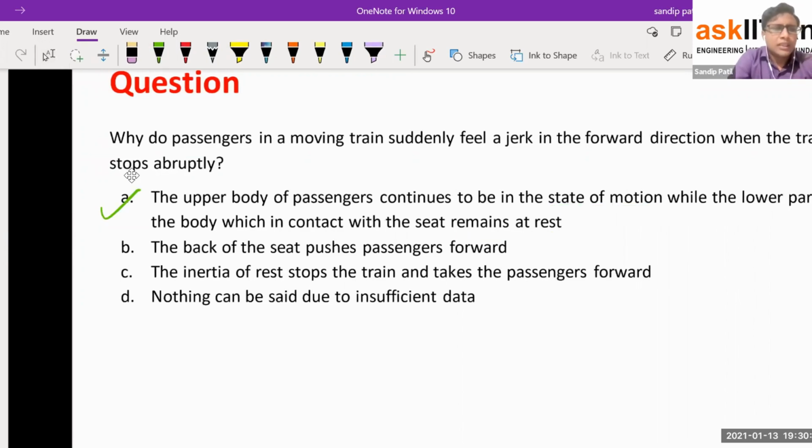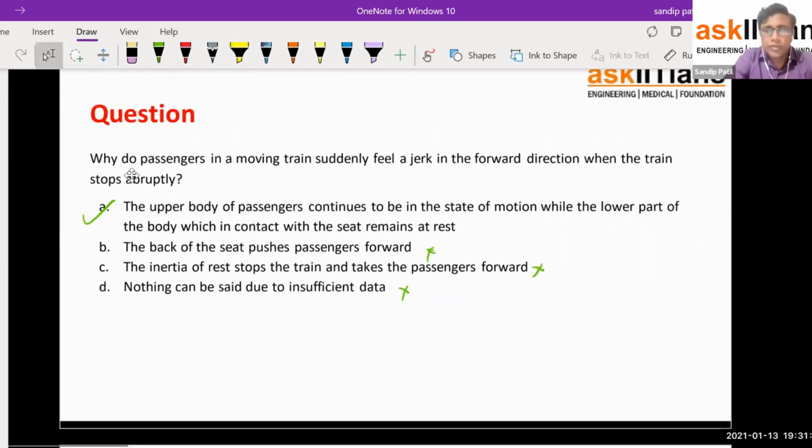Let's read out the other options too. The second option says the back of the seat pushes the passenger forward. No, it is not happening, right? The inertia of rest stops the train and takes the passenger forward. Now, just remember inertia is the inability of a body to change, right? Let's not get into detail of what inertia is right now. Just remember, any object that doesn't want to change, that is called inertia. So the inertia of rest means we have applied the brake, the train stops. The inability of a body to be in motion is called inertia. It is going to take the passenger forward. Obviously, it is not going to happen, so this is also wrong. This is also wrong. And nothing can be said due to insufficient data. No, we obviously got the first option as the correct option, right?